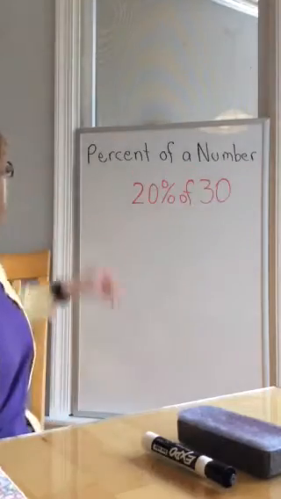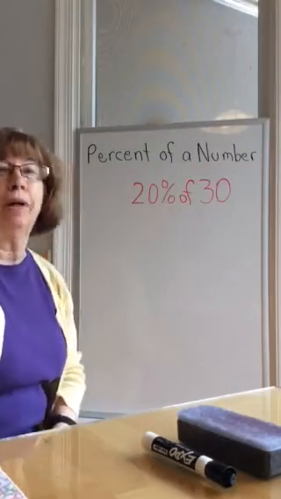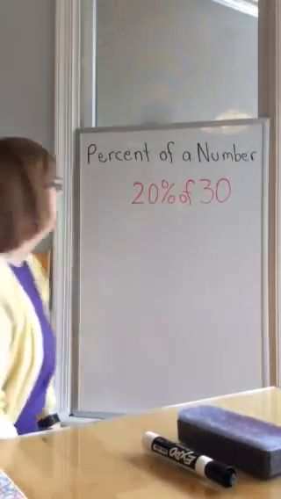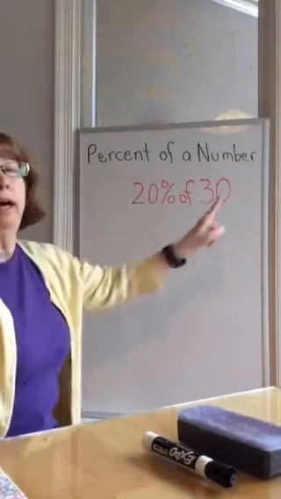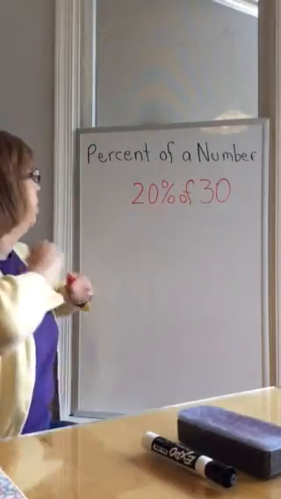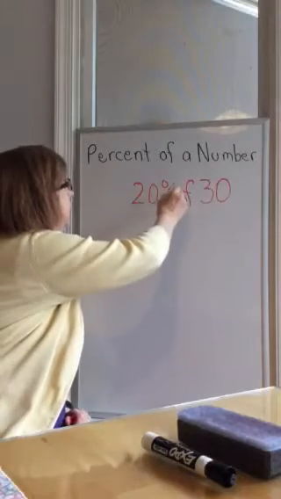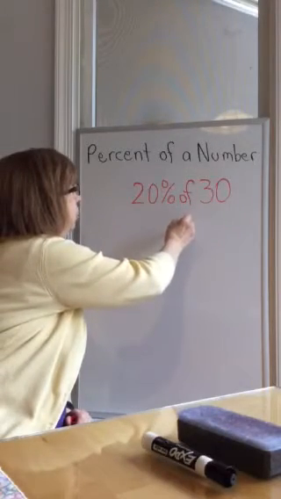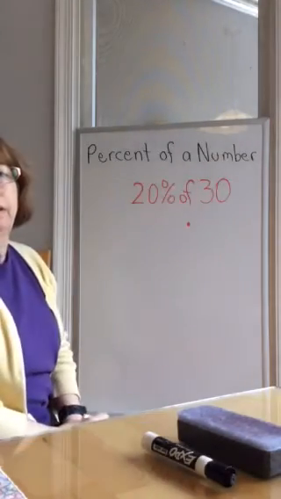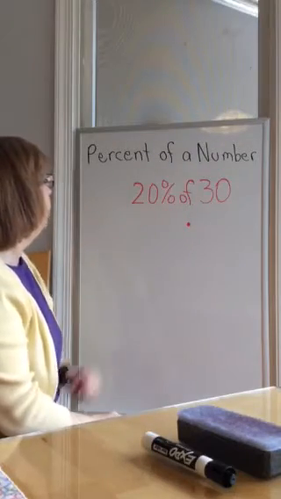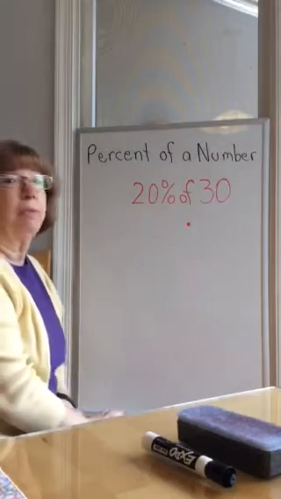Today, students, we're going to do percent of a number. I have a problem up here, 20% of 30. Well, the first thing I want us to remember is that when you see the word "of," that's going to mean multiplication. But before you multiply, we have to change this percent to a decimal.